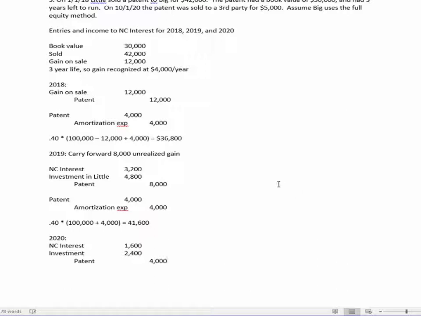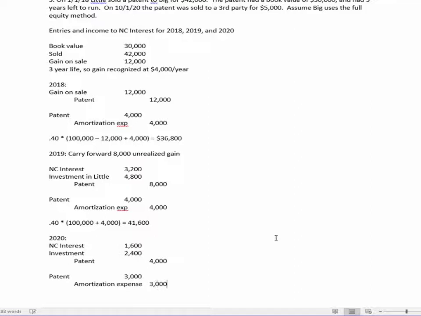Okay, so again, this is sort of picking up where we left off at the end of last year. Now, instead of recognizing a full year's worth of amortization, we have to recall that this asset was sold on October 1st. So we're only going to record amortization for January through the end of September, or 9 months. So 9/12 of 4,000 is going to be $3,000 of amortization adjustment. So we're going to go ahead and undo $3,000 of the amortization adjustment.